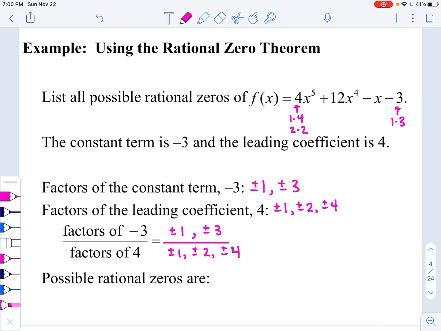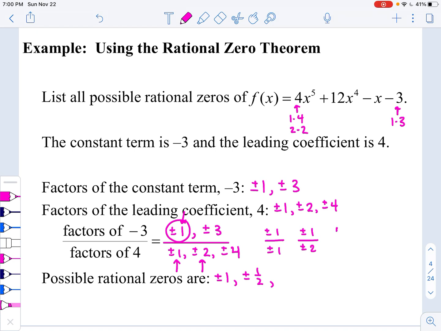So if you think about it, let's start with this positive negative 1. I'm going to have a positive or negative 1 divided by my first possibility, a positive or negative 1. Well, 1 divided by 1 is a 1. So that means we're going to have a positive or negative 1. Let's look at the next option. Sticking with this positive or negative 1, I have positive or negative 1 on the top. And what else do I have on the bottom? A positive or negative 2. That means I'm going to have a positive or negative 1/2.